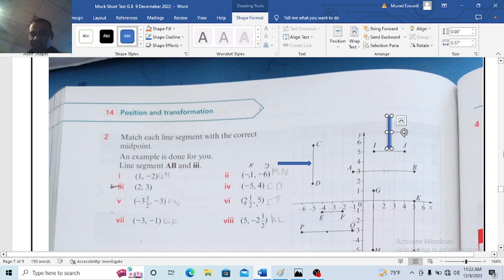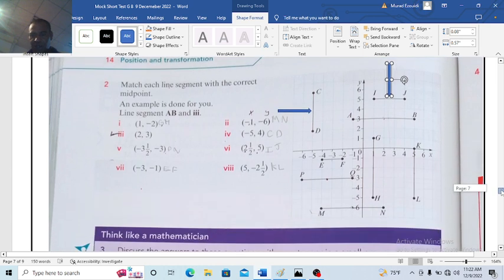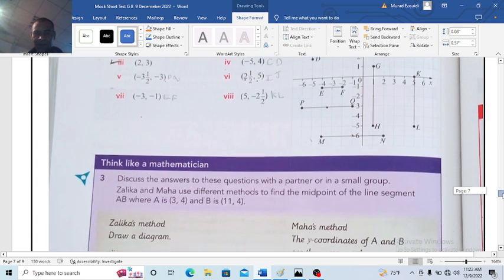I will just answer the next question, for example, EF or MN. MN has the same y value, which is -6, and for the x value, -4 plus 2 gives -2, divided by 2, -1. Means the x value is -1 and the y value is -6. So -1, -6 is this. Clear? Okay, now we continue.